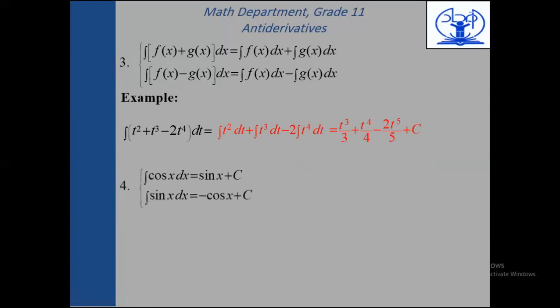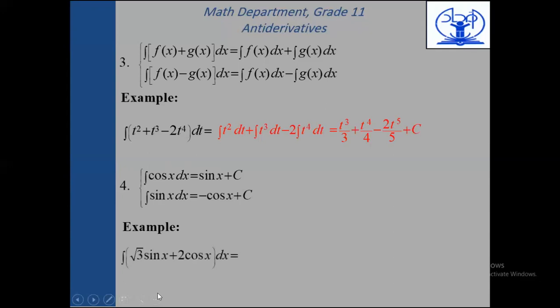Rule 4. What about the integral of the function cosine x? Actually, it's sine x because the derivative of sine x is cosine. Now, what about the integral of sine x? It's minus cosine x. Why? Because the derivative of cosine is minus sine. So you need to multiply by minus so that when you differentiate, you will get sine x. Be careful here not to mix these with the derivatives. Actually, they are the opposite.